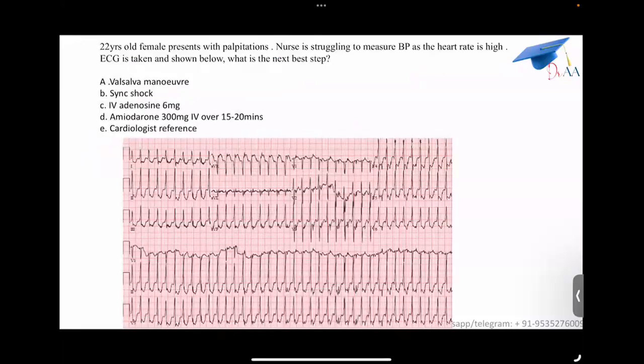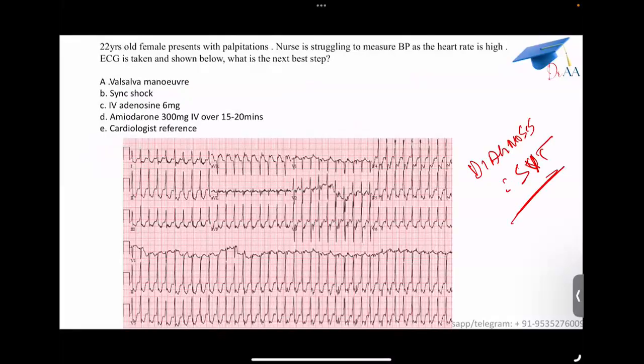We have a 22-year-old young female who has presented with palpitation. Nurse says she's struggling to take blood pressure because of high heart rate. ECG is taken, shown below. What is the next step? So diagnosis on ECG? SVT. Supraventricular tachycardia, what this patient is having.